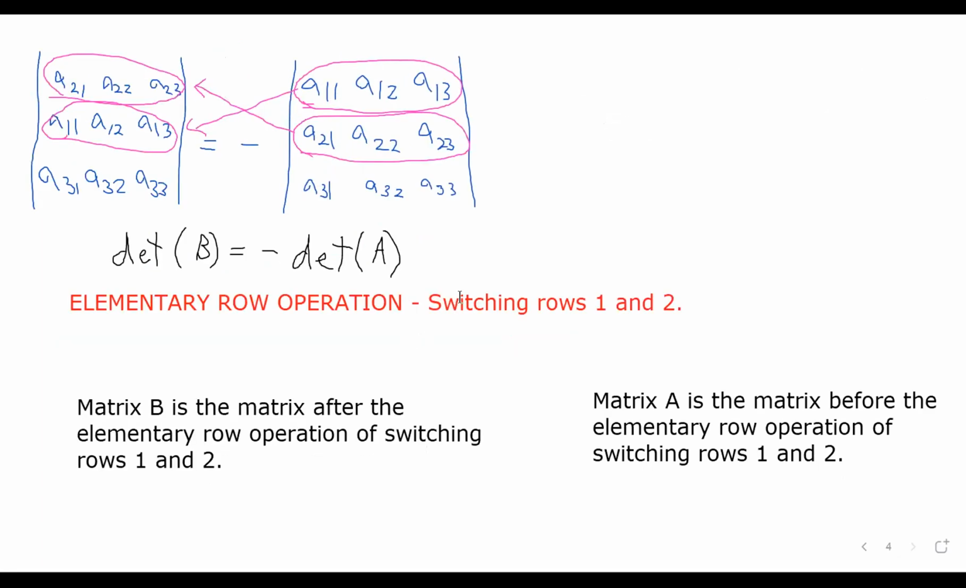This is one example of this type of elementary row operation, which is switching two rows. We're not switching two columns, we're switching two rows. Anytime you're switching two rows, the determinants are the same. And this is an elementary row operation.